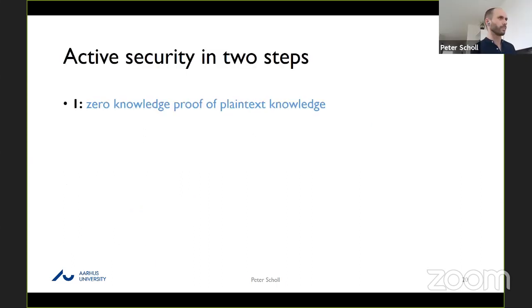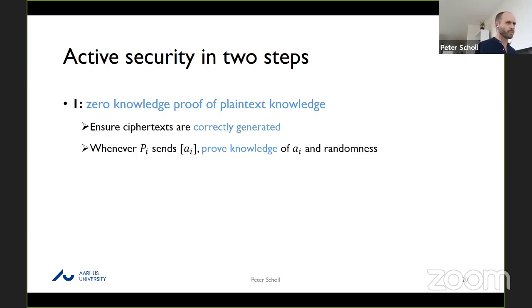Okay, so let's move on to active security. There are basically two main changes we need to make to the passively secure protocol to make this actively secure. The first one is adding in zero-knowledge proofs of plaintext knowledge. Every time a party broadcasts some ciphertext, say this encryption of A_i, I need to run a zero-knowledge proof where I prove that I know the underlying message A_i together with the randomness which was used to encrypt it. So this ensures that all of the ciphertexts were correctly generated and nothing can go wrong there.